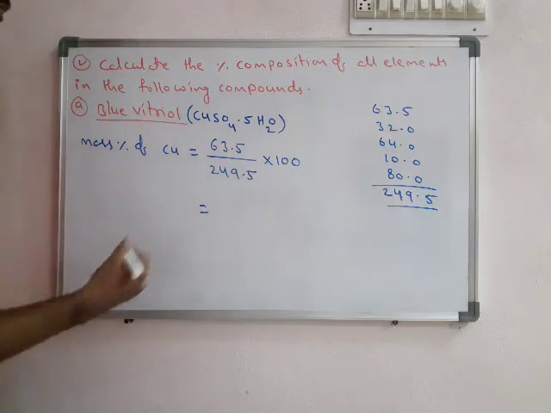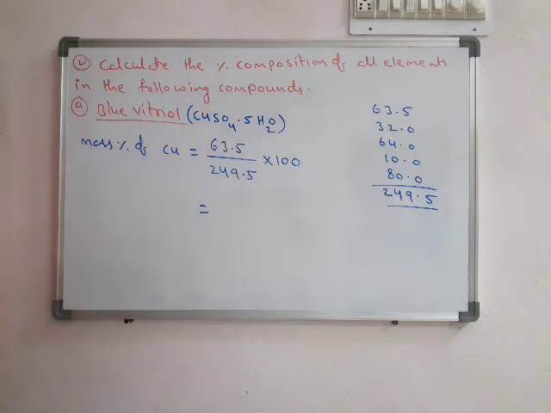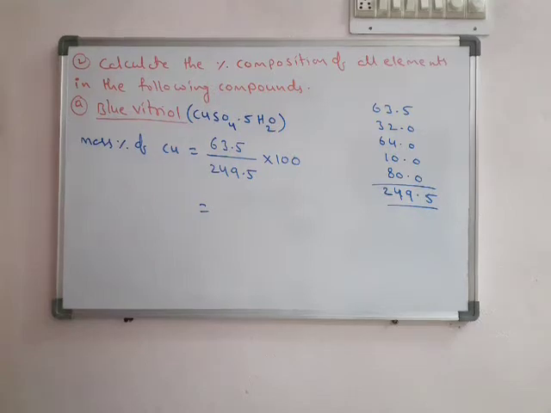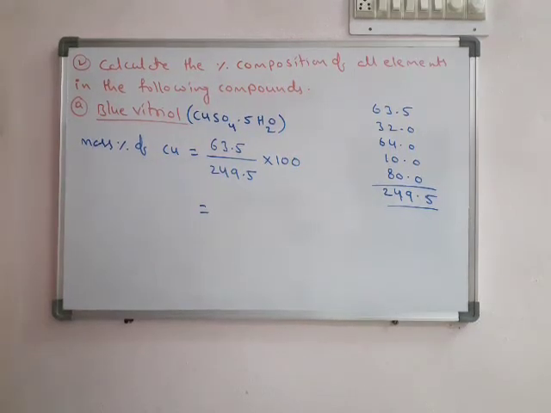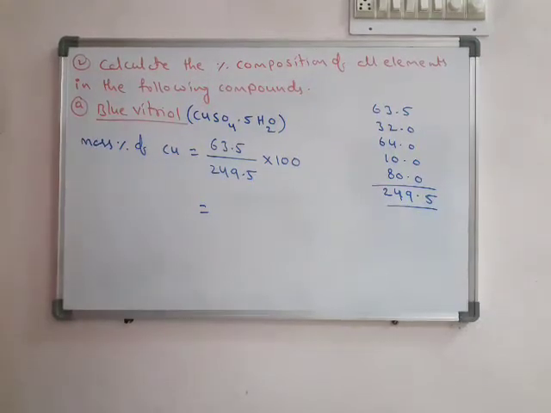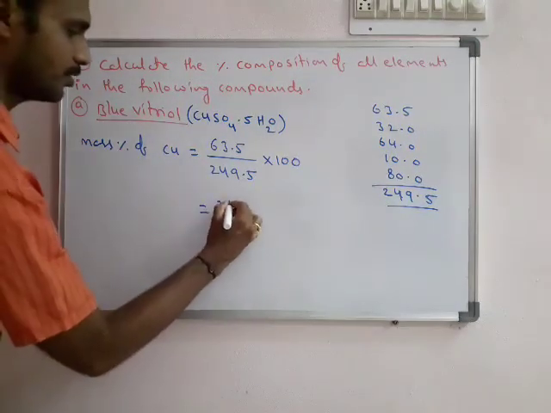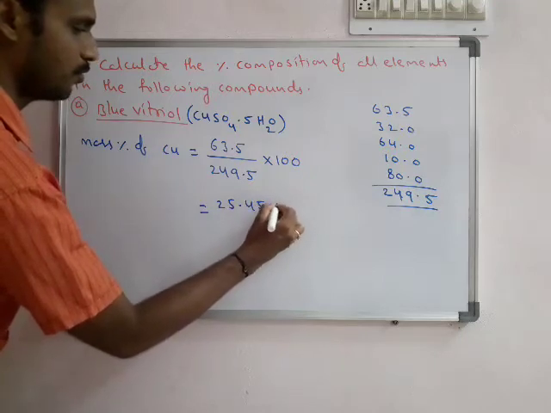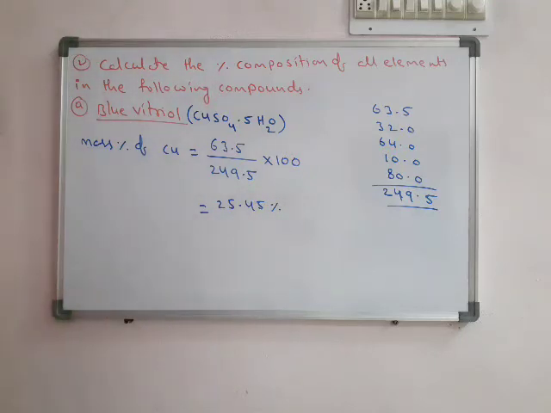So again we need to do the calculation. On this calculation we will get 25.45. The calculation, this multiplication and division, you need to do yourself. On this calculation you will get 25.45% of copper.